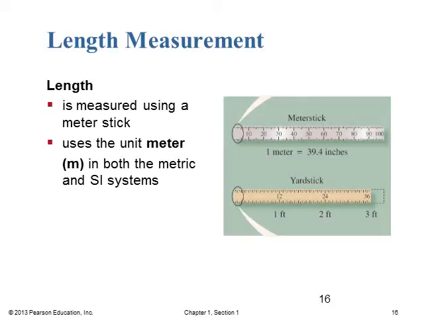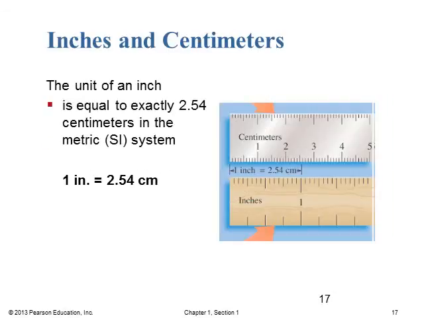Here you see that we use a meter stick to measure length. The unit for measurement in the metric and SI units is the meter. In English units, we use inches, and so if we want to convert inches to meters or centimeters, we usually use this conversion. 1 inch is equal to 2.54 centimeters. And so I'm not going to ask you to memorize that value. If you need to use that conversion on an exam or a quiz, that will be provided to you.